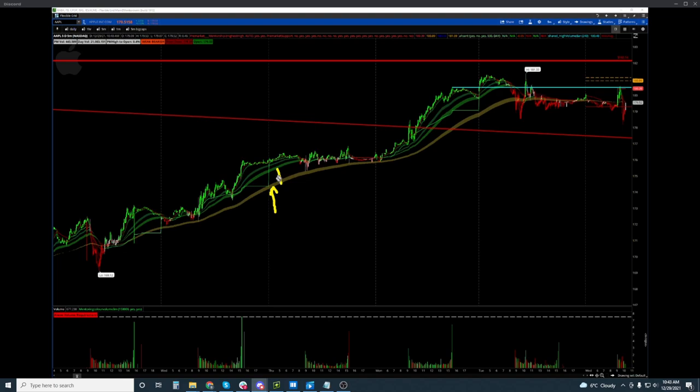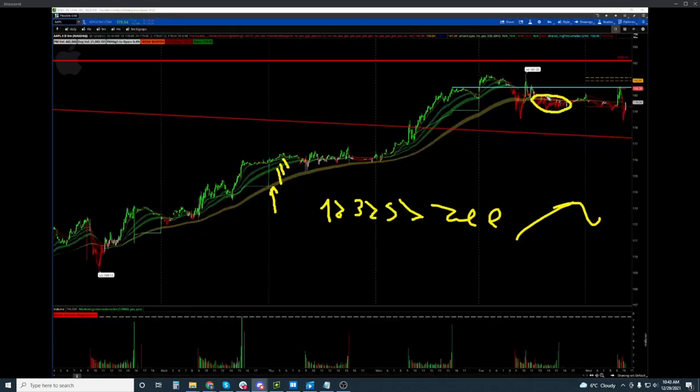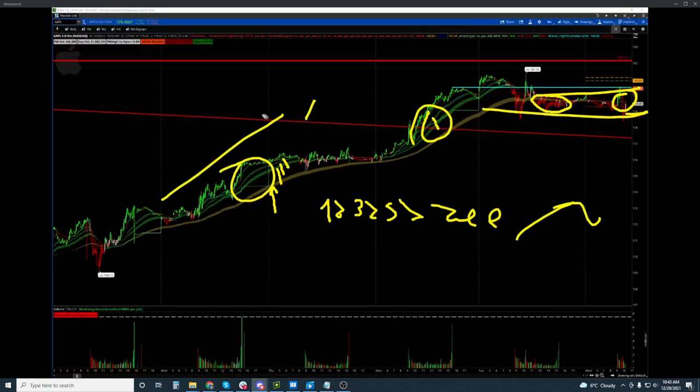We have the 5-minute Z-lines, the 3-minute Z-lines, the 1-minute Z-lines. If the 1 is above the 3, is above the 5, is above the 200, we have a strong bullish trend. When these start to get intertwined, like in this area, and they're not separate from each other, then we have a lateral trend. Over here you can see they're separate, so in this case we have an uptrend. Over here they are lateral, so it's a consolidation.